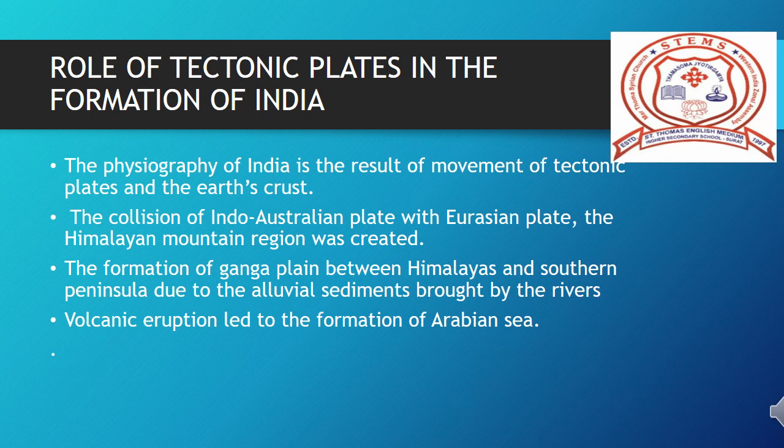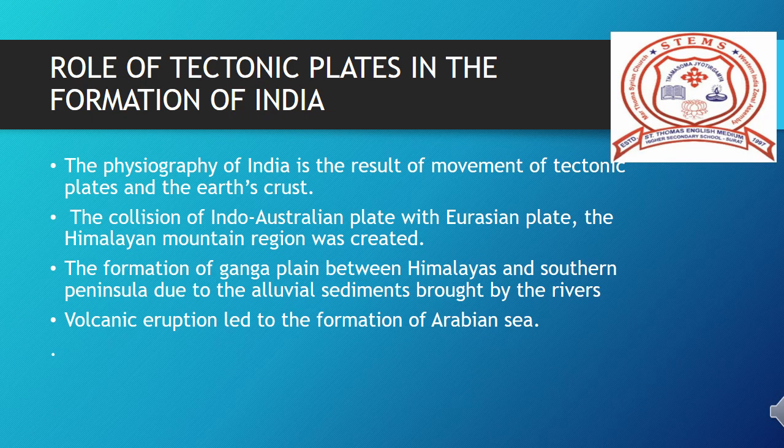When two plates, the Indo-Australian plate and Eurasian plate, collided with each other, many changes took place in the physiography of India. Due to the collision of these two plates, the Tethys Sea folded in the upward direction, came above the water and formed the shape of the mountains. In this way, the Himalaya mountains were created.